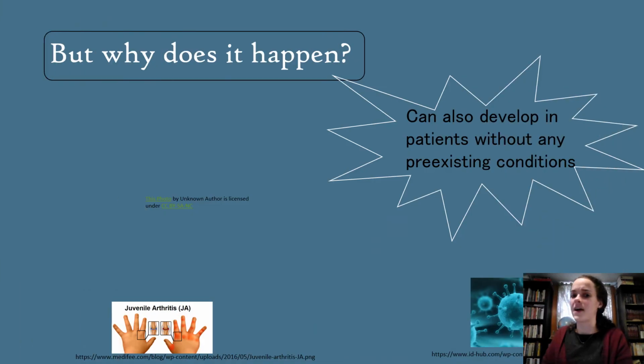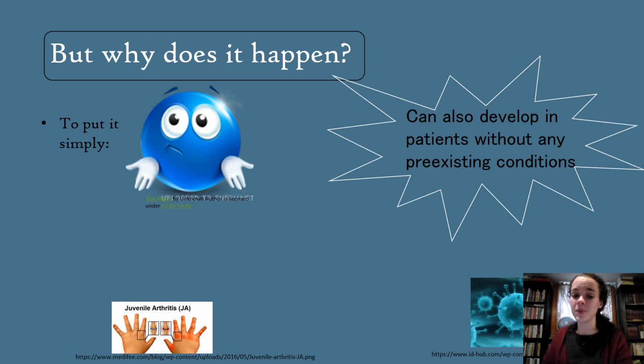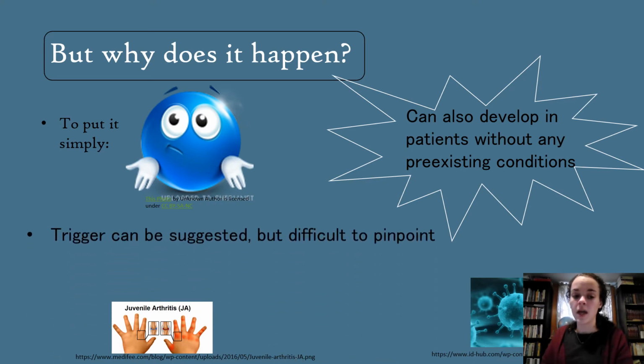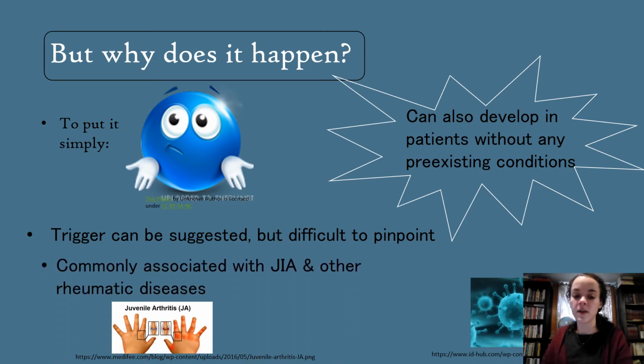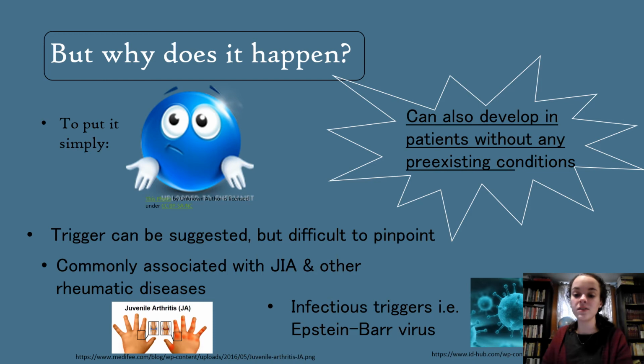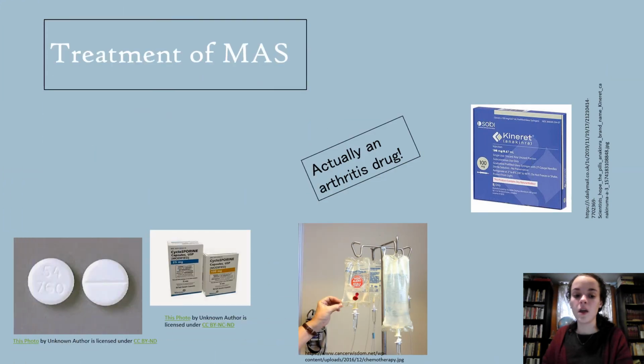So what causes this fire? Why does this happen? To put it simply, doctors don't exactly know. The trigger can be suggested, but it's difficult to pinpoint what exactly starts the whole thing. It can be associated with a previously existing rheumatic disease, or an infectious trigger, like a virus that starts the immune system attacking it, and then it starts attacking the entire body. But it can also develop in patients without any pre-existing conditions, and so it's really hard to know exactly what causes it. But treatment of MAS is the same regardless of what starts it.